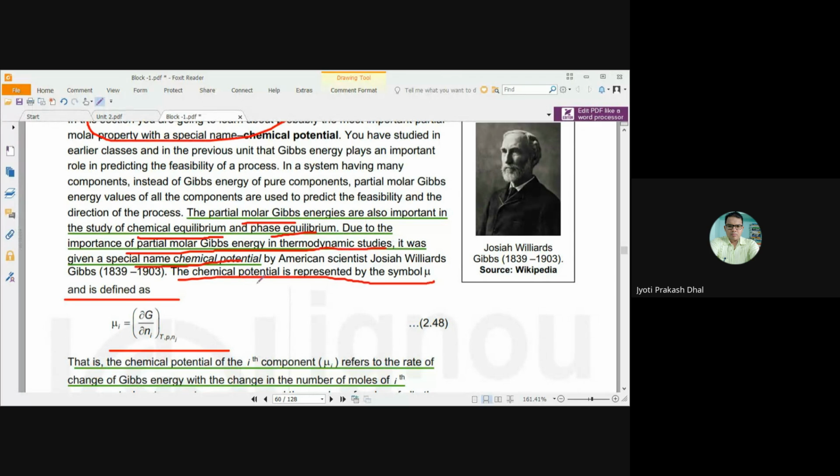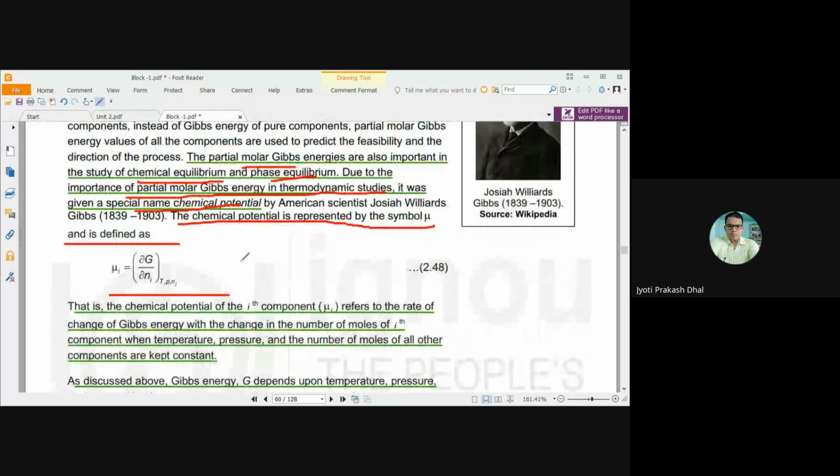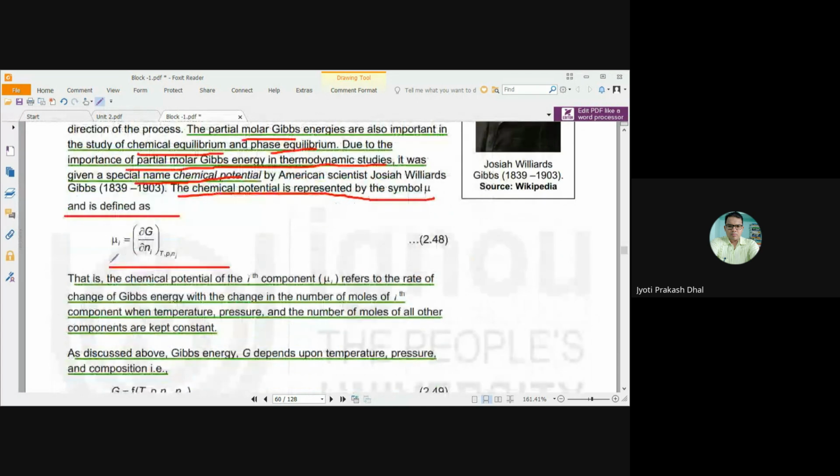chemical potential. So the chemical potential is represented as mu and is defined as, already in the first definition, mu i equals del G by del Ni at T, P, Nj. Nj means here the number of moles except the ith component. The number of moles of all the other components will be maintained constant. Only the number of moles of the ith component will be varying. So this is the chemical potential of the ith component of a solution, that is mu i equals del G by del Ni at T, P, Nj.